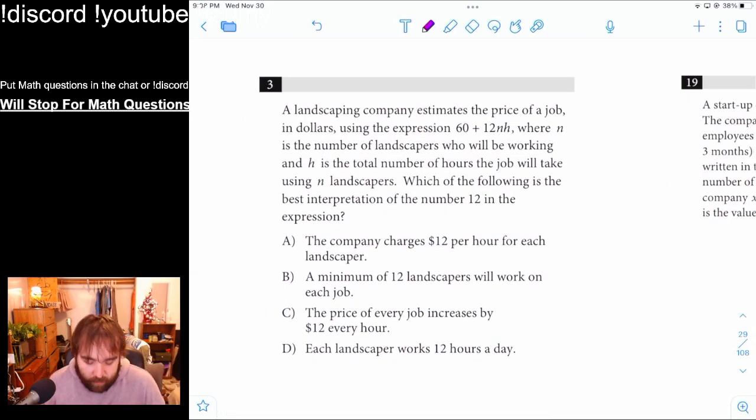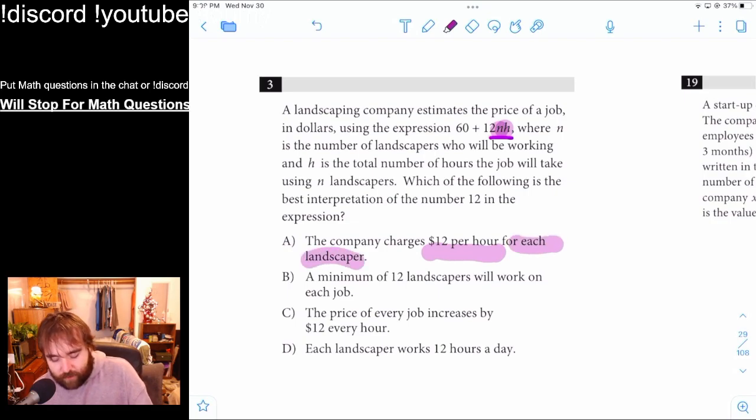So here it's a little more complicated because it's not totally a linear equation. You've got two variables here. But when you're talking about the 12, that's still the thing. It's being multiplied by the variables. So it's still going to be a rate. And in reality, it's just going to be the rate on both of these. So H is the number of hours, N is the landscaper. So it's going to be $12 per hour per landscaper. The company charges $12 per hour per landscaper. So there we go. A.